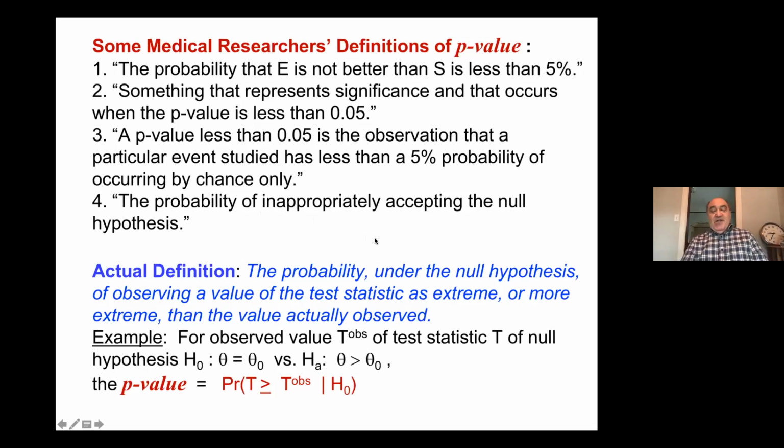The actual definition is that it's the probability under the null hypothesis of observing a value of the test statistic as extreme or more extreme than the value actually observed. And I'm not going to go through this technical computation. There's software that does that. But the point is that these statements came from very intelligent people that have been doing research for years. They just don't know what the definition of a p-value is.